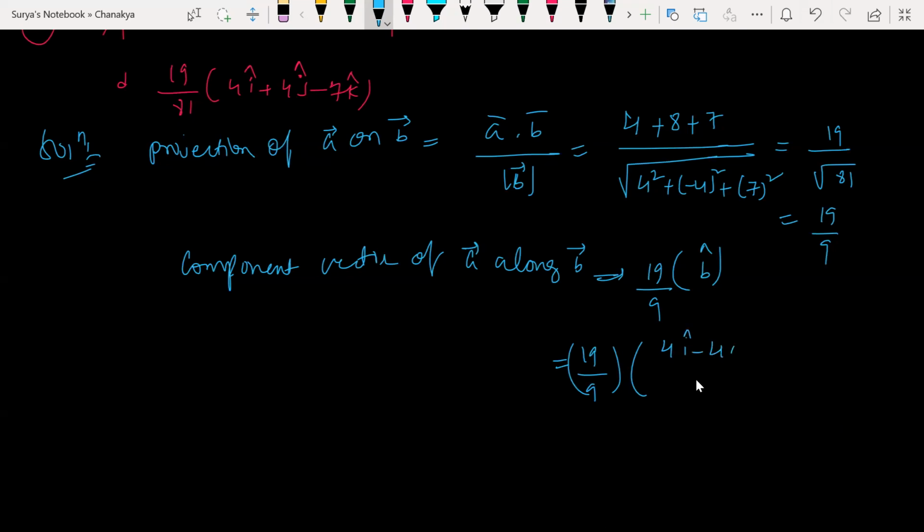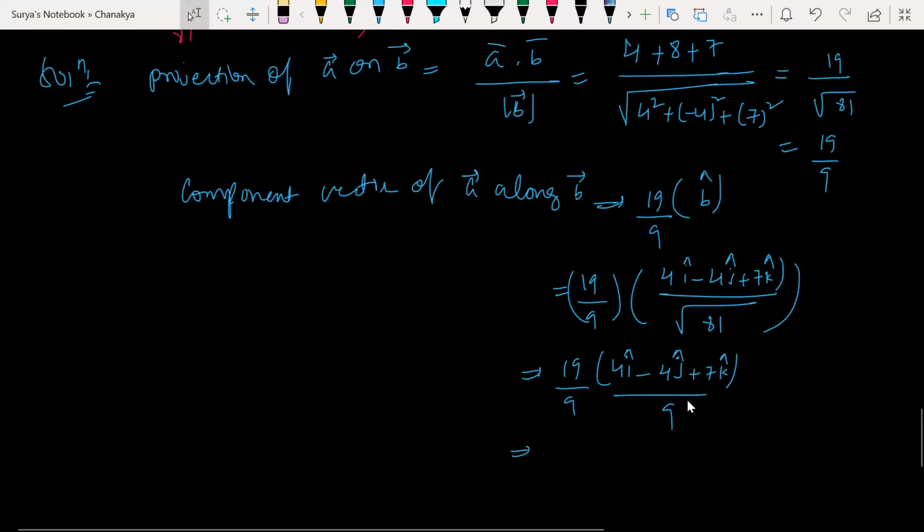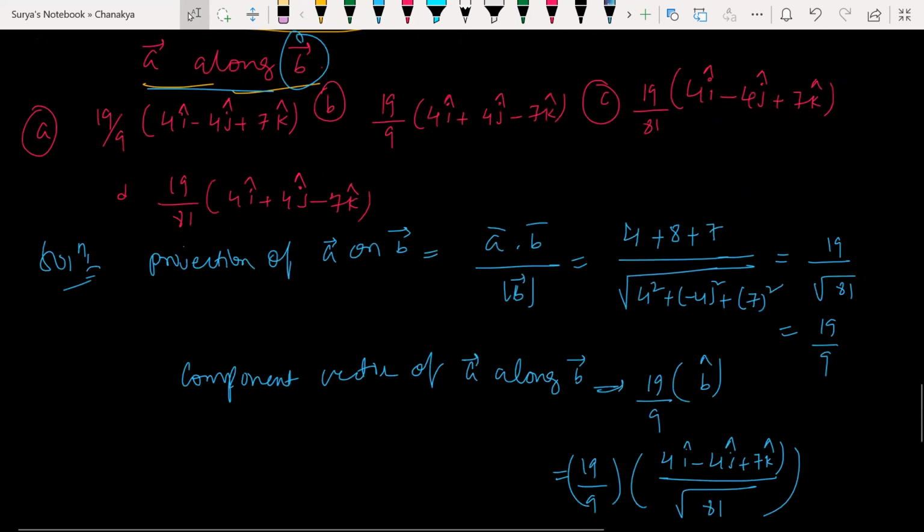4i cap minus 4j cap plus 7k cap upon magnitude of B. Magnitude of B how much? 49 plus 32, 81. So square root of 81. So 19 by 9 upon 4i cap minus 4j cap plus 7k cap upon 9. Okay. So 19 by 81, 4i cap minus 4j cap plus 7k cap, 9. 4 minus 4 plus 7. Option C is correct here.